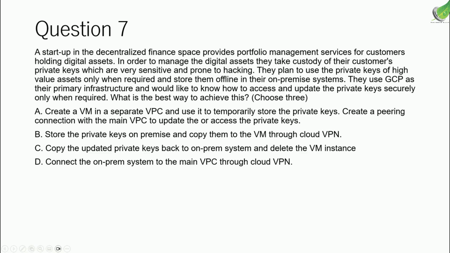Now let's look at why option D is incorrect on its own. This option suggests connecting the on-premise system directly to the main VPC. This goes against the principle of isolation we established in Step A. It would expose the cold storage system to the entire main application network, which has a much larger attack surface. The connection should only be made to the small, separate, and temporary VPC to ensure maximum security. So, the 3 options that together form the best and most secure process are A, B, and C.